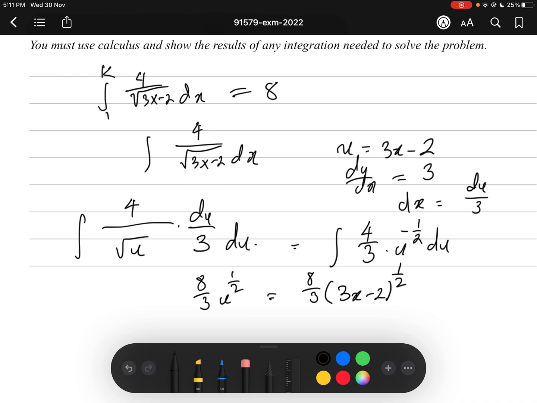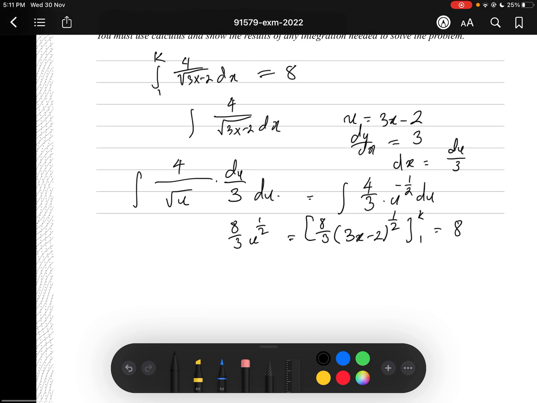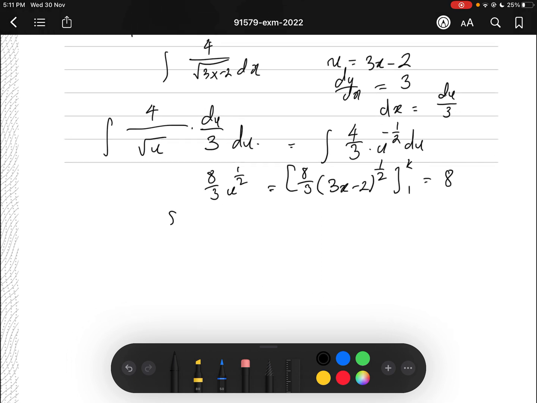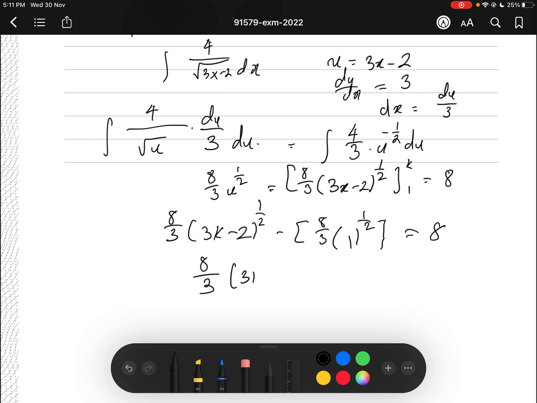So we're going to replace u by our substitution, 3x minus 2. And we know that this from 1 to k is equal to 8. All right, brilliant. So now we can say that 8 over 3, plugging in k, is 3k minus 2 to the power of 1/2, minus 8 over 3, plugging in 1, so we get 3 times 1 is 3, minus 2 is 1 to the power of 1/2, equals 8. So we can just simplify this equation further. So 8 over 3, 3k minus 2 to the power of 1/2, minus 8 over 3 equals 8.